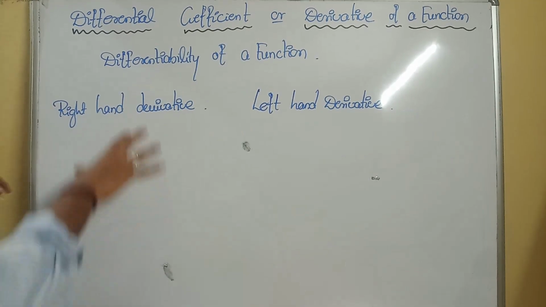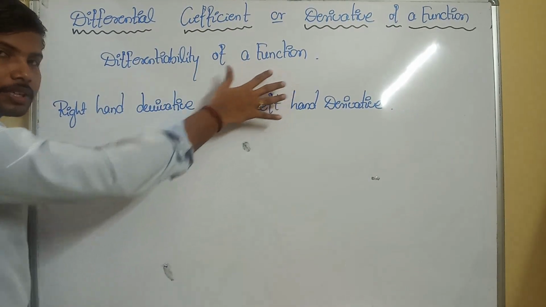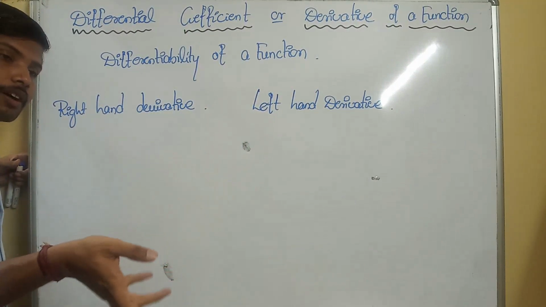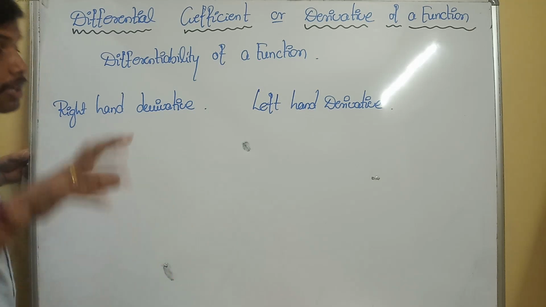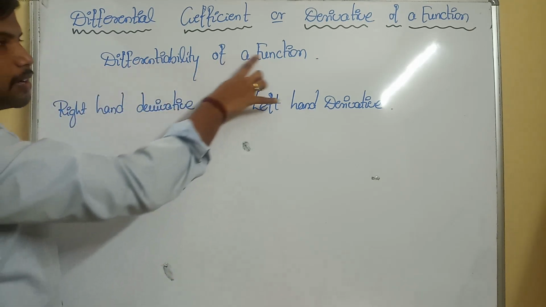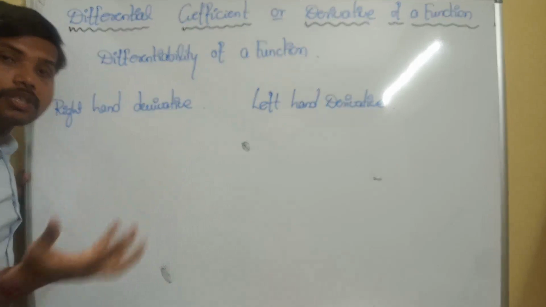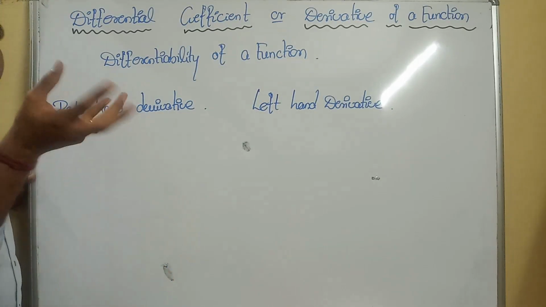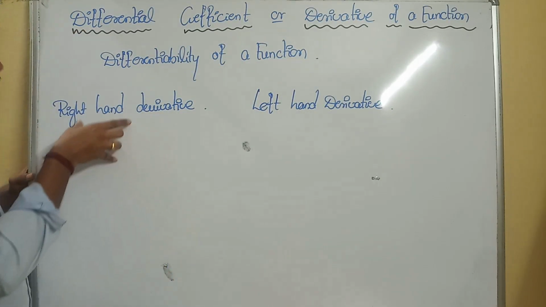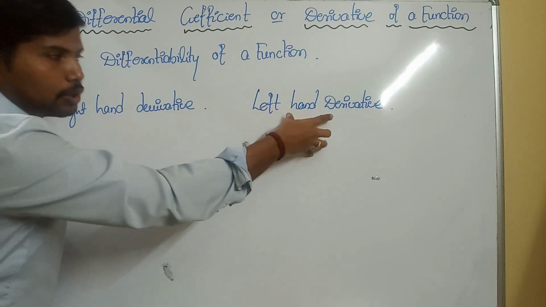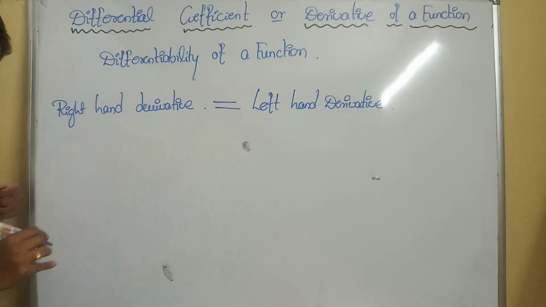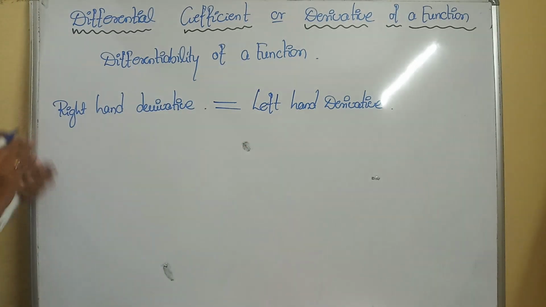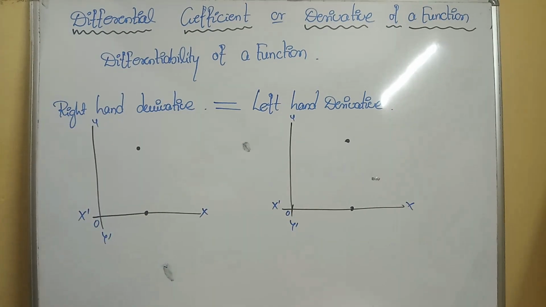Next will be differentiability of a function. In the last part, the function is continuous when LHL equals RHL at that point. In the similar manner, a function is said to be differentiable when the right hand derivative is equal to the left hand derivative. What is left hand derivative and right hand derivative? We have to understand this.